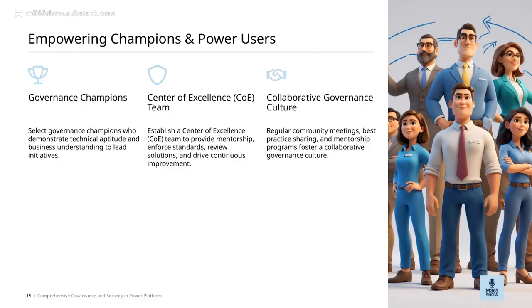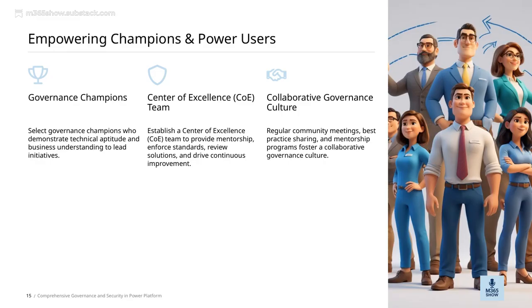Now, let's talk about empowering champions and power users within our Power Platform environment. A key aspect of this is fostering a collaborative governance culture. This involves regular community meetings, where team members can share best practices and learn from each other, as well as mentorship programs that help develop skills and promote a sense of shared responsibility. These activities create an environment where governance isn't just a set of rules, but a collective effort.